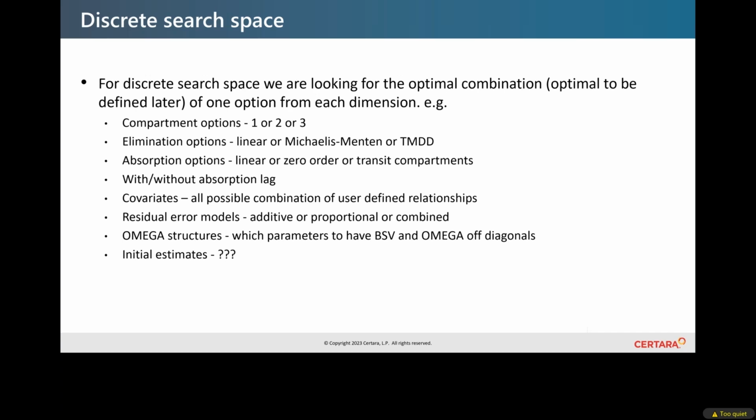Dimensions might include the number of compartments, 1 or 2 or 3, the elimination mechanism, linear or Michaelis-Menten or target-mediated drug disposition, the absorption models, linear, zero-order, transit compartments with or without a lag time, or the different covariates, residual error models, omega structures, whether there are between subject variability terms, and I think an often overlooked model parameter is initial estimates. I think we don't do that enough, and that's one of the advantages of this: it facilitates searching across different initial estimates for parameters.